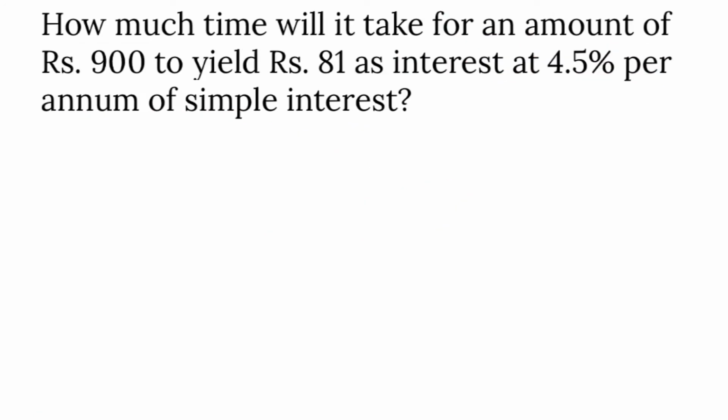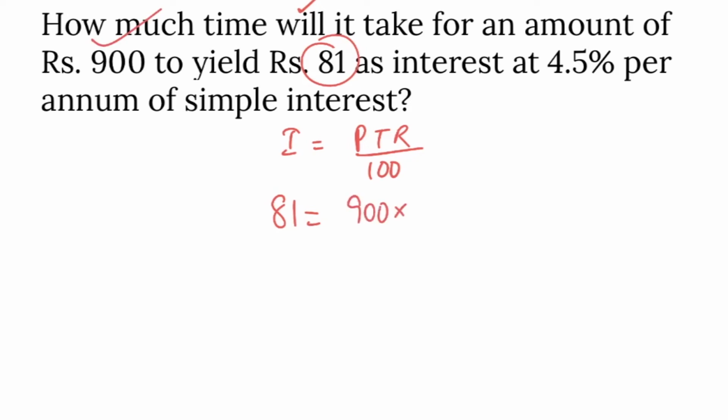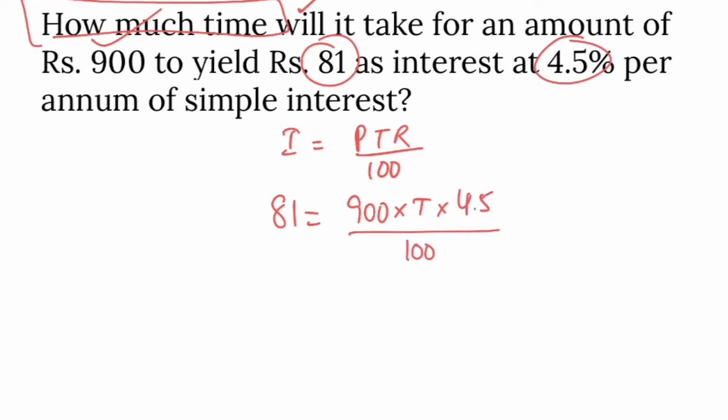How much time will it take for an amount of 900 rupees to yield 81 rupees as interest at 4.5% per annum simple interest? How much time will it take? Time is required. The problem is about simple interest. So we use the formula I is equal to PTR by 100. Here interest is 81 rupees. 81 is equal to principal 900 rupees into time period that is required. Rate of interest is 4.5% divided by 100. 2 zeros cancel.